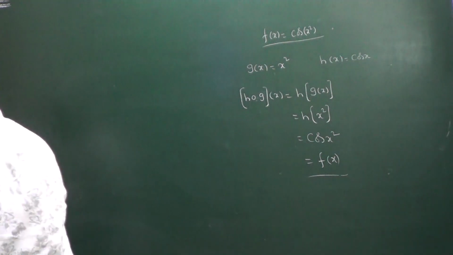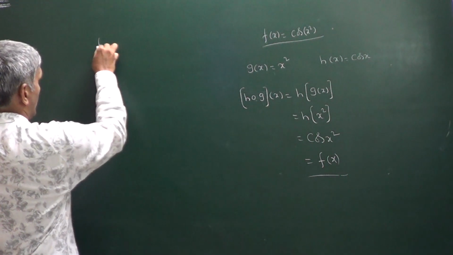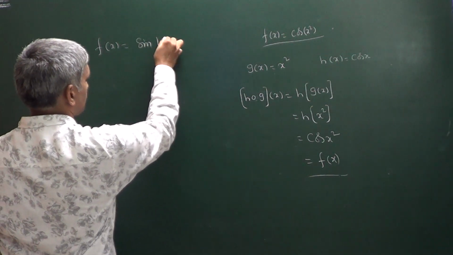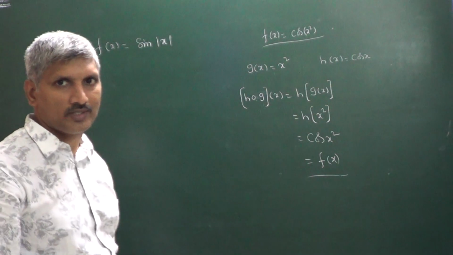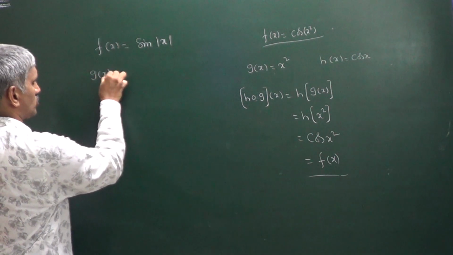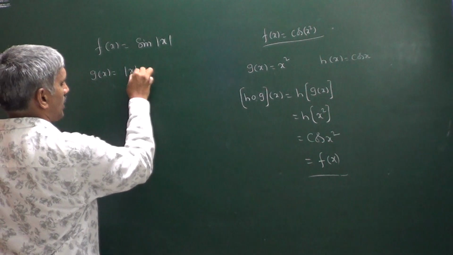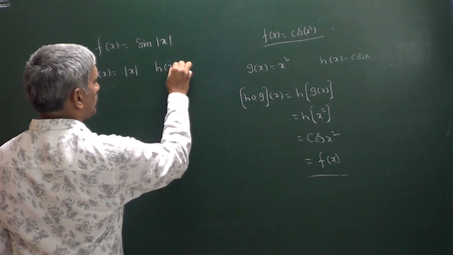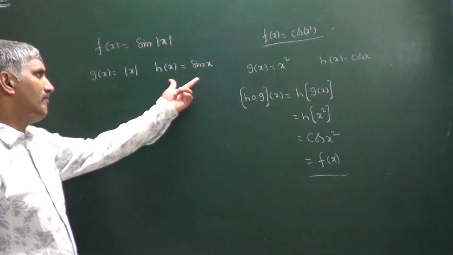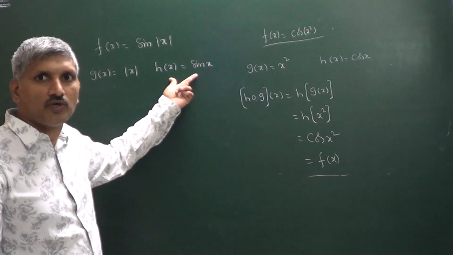Try to consider what we have to take. f of x is given as sin of mod x. These are all the textual questions, okay. So now here you can consider g of x is equal to mod x and h of x is equal to sin x. Whether you observed or not, these two functions are everywhere continuous. You have to write in the question exams.